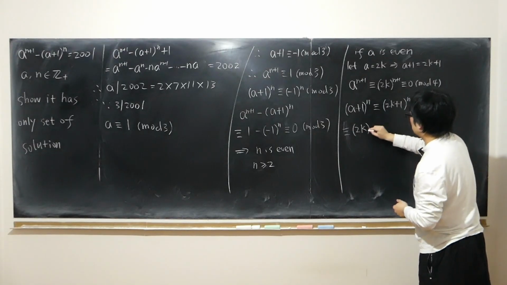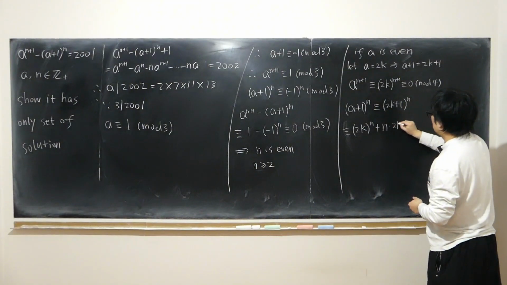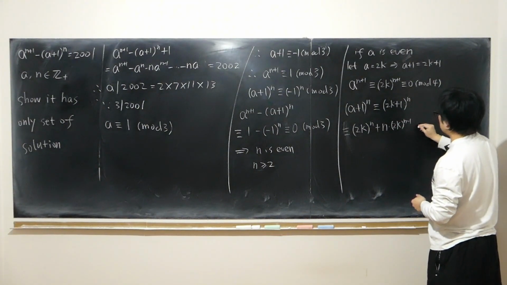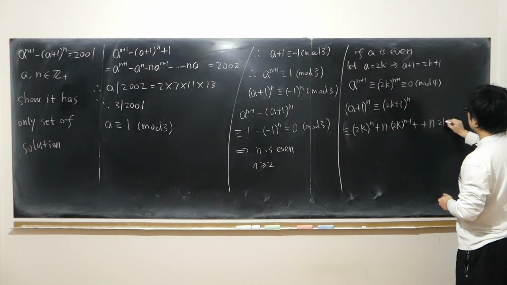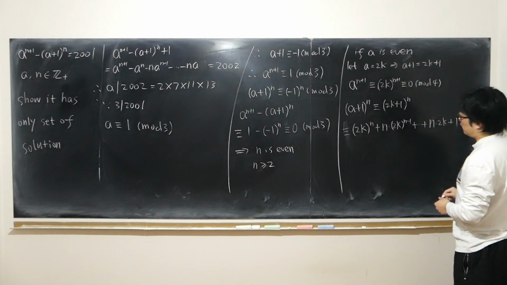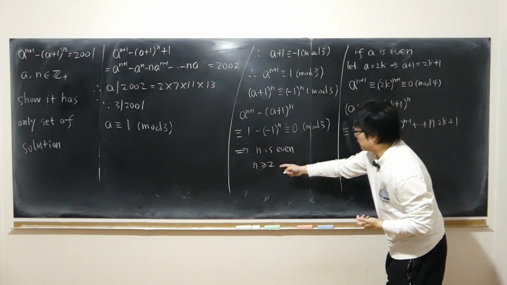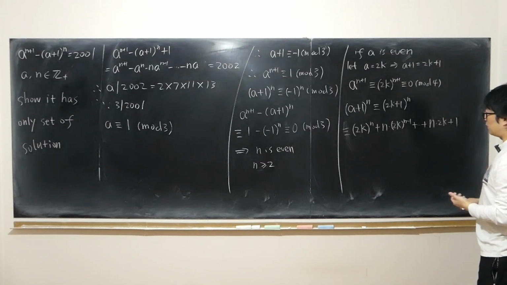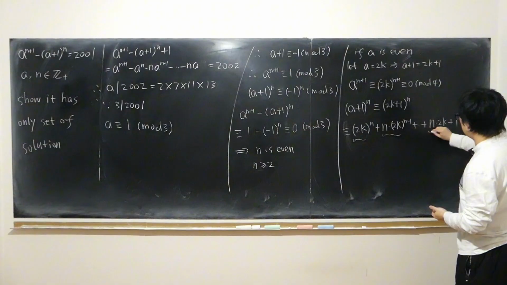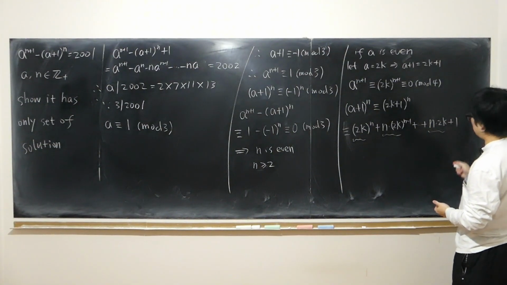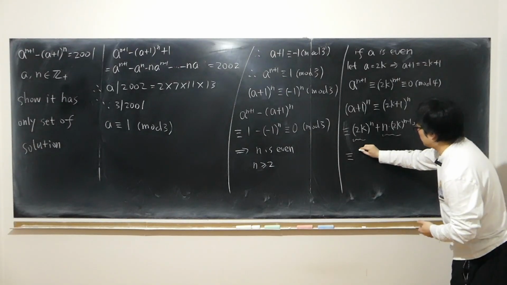2k to the power of n, plus n times 2k to the power of n minus 1, all the way to n times 2k, plus 1. Notice, because n is greater than or equal to 2, n is an even number. So each term is obviously divisible by 4, except the last term. So it has to be congruent to 1 mod 4.